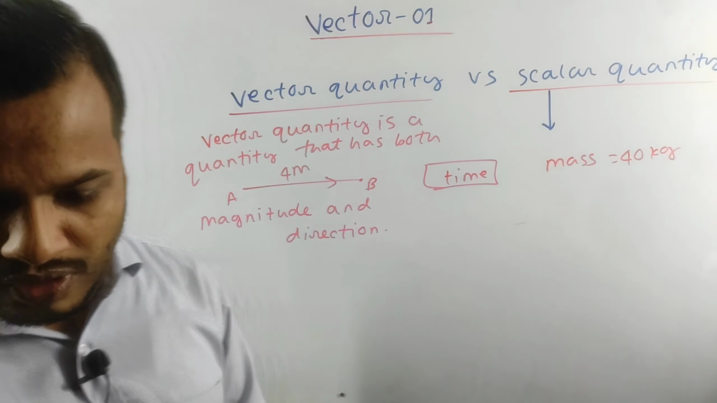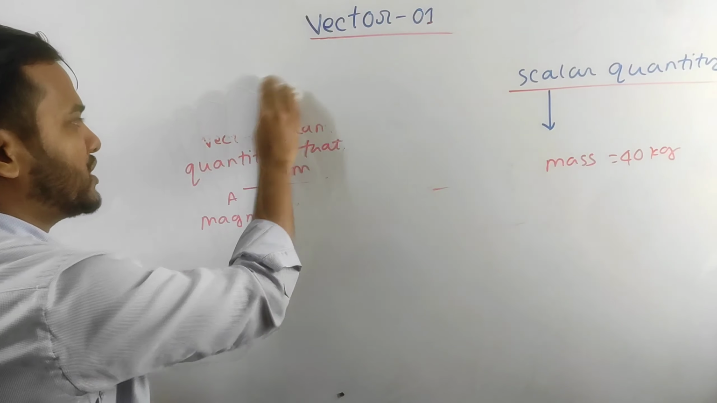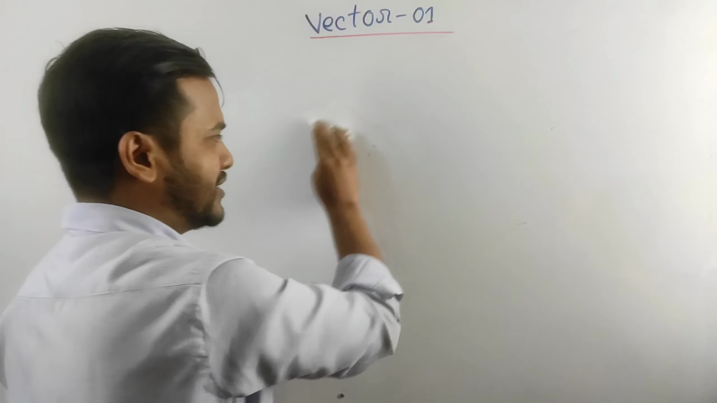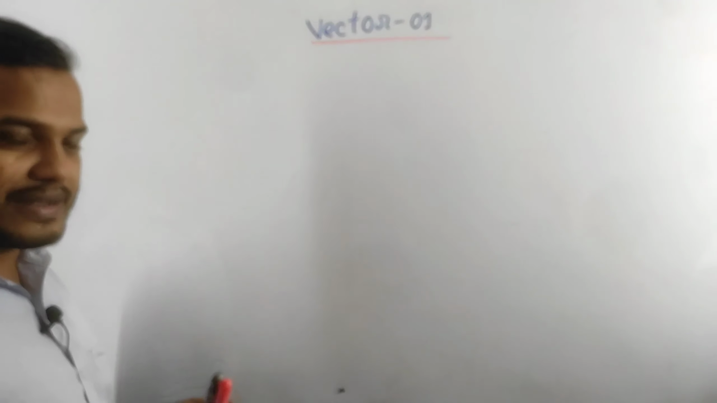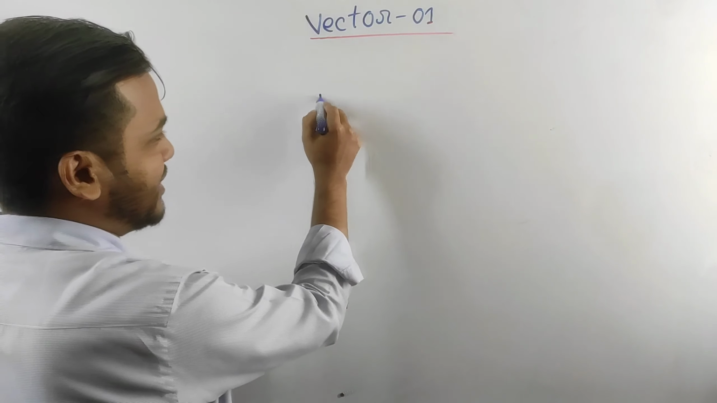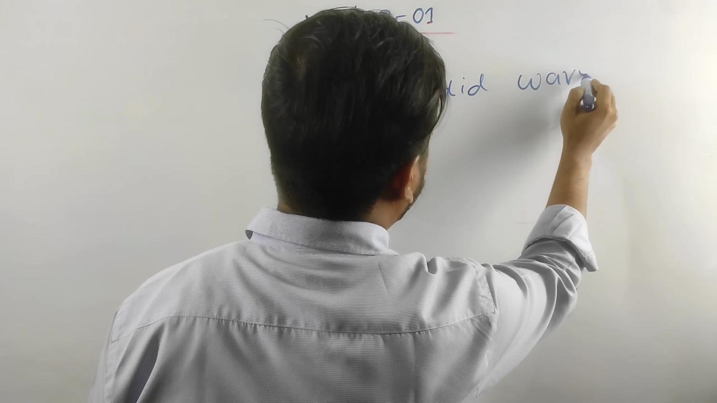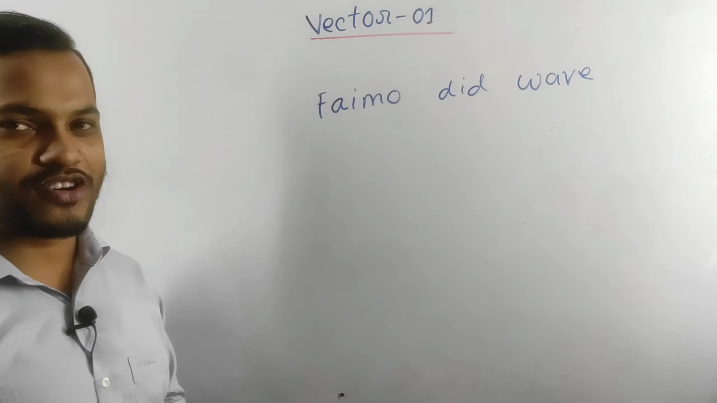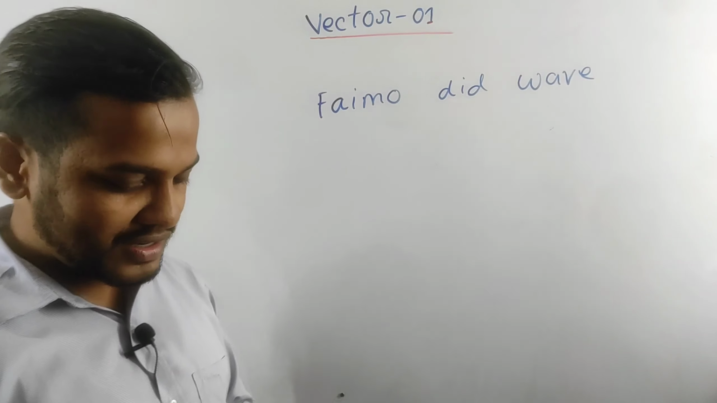Now we should learn a simple trick that will be very helpful to remember what is vector quantity and what is a scalar quantity. This is not a serious matter, but if you can apply it, then you can remember vector quantity or scalar quantity easily. So I am writing something different: "Phi mu dit wave." This is just a simple trick to remember vector quantity. Please don't take it seriously, because this is not the so-called definition of vector quantity.